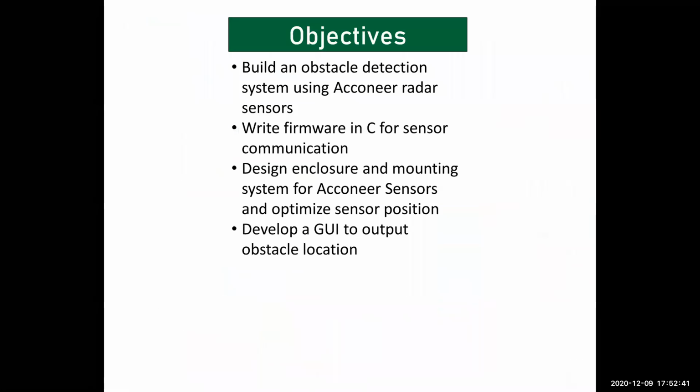The objective of our project was to develop an obstacle detection system for Active's pre-existing robot. In order to complete this, we need to write firmware for custom sensor module communication, as well as design an enclosure for custom sensor boards, determine the optimal sensor height and position, as well as to develop a GUI that will display an obstacle's location.